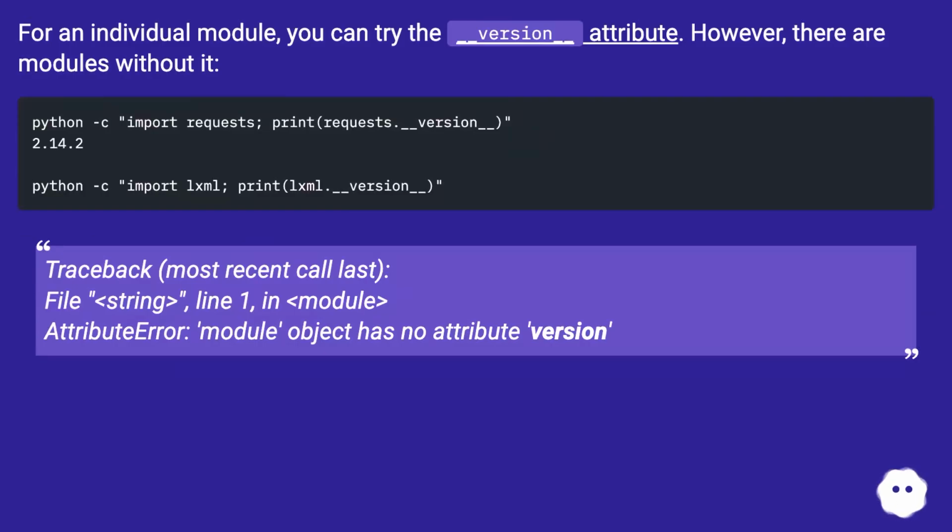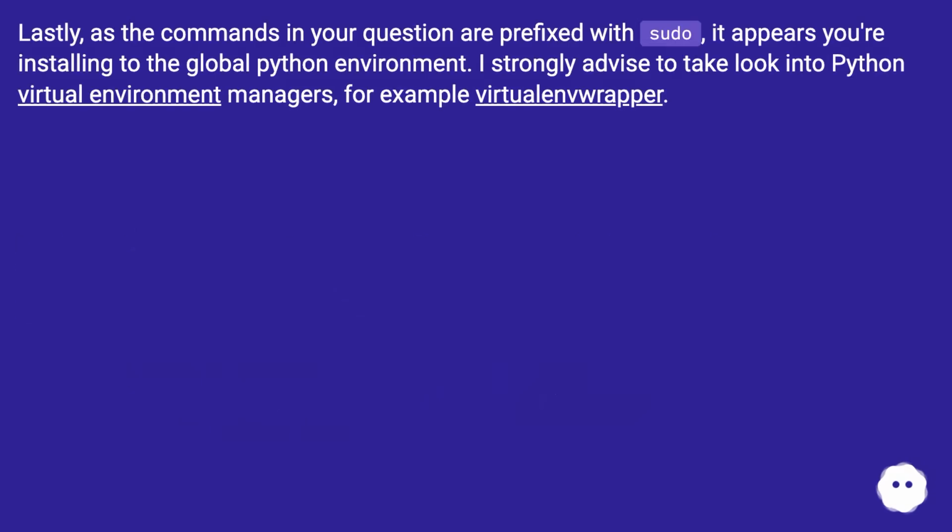For an individual module, you can try the __version__ attribute. However, there are modules without it. Traceback, most recent call last, file, line 1, in AttributeError: module object has no attribute version. Lastly, as the commands in your question are prefixed with sudo, it appears you're installing to the global Python environment. I strongly advise to take a look into Python virtual environment managers, for example virtualenvwrapper.